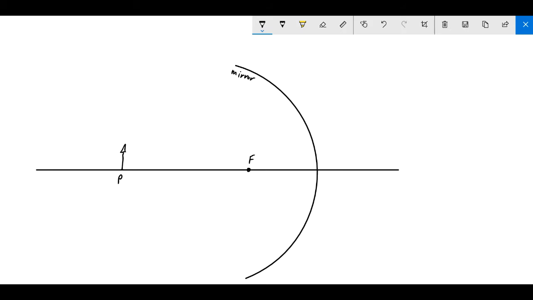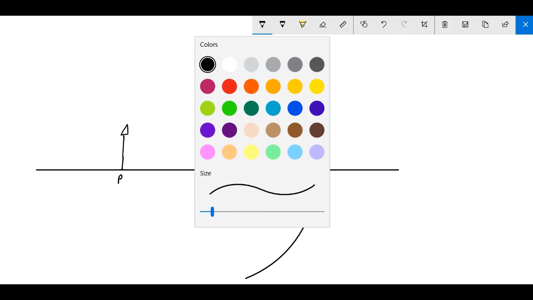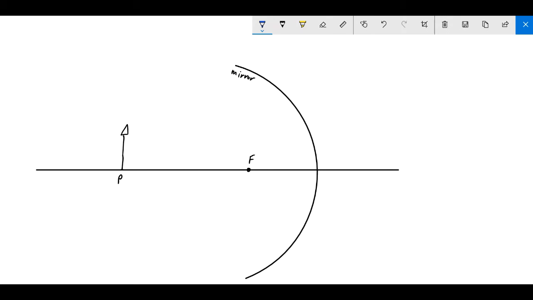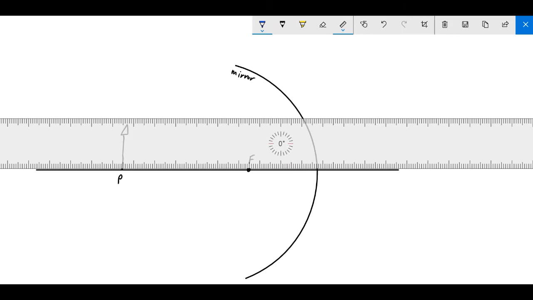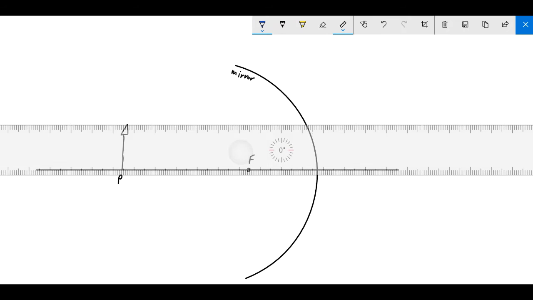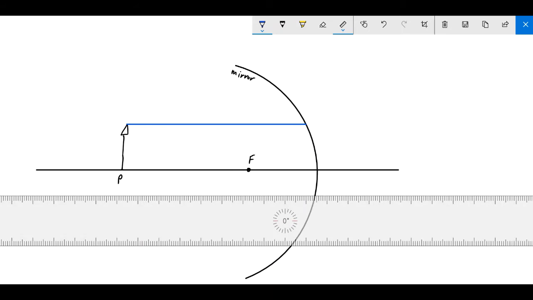Now what we need is really just a couple of rays to figure out where we'll put the image. Just to make this a little bit easier to draw, I'm going to make the object a little bit taller. I'm going to change the colors, and we'll draw in our first ray. The first ray goes parallel. So if we pick the tip here, this one goes here. This will be ray number 1.